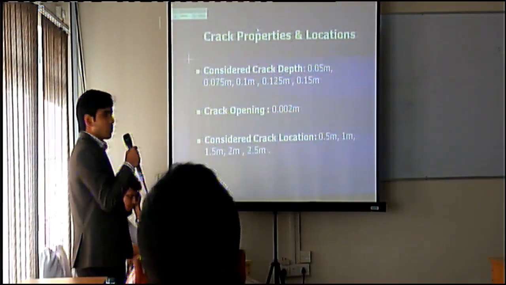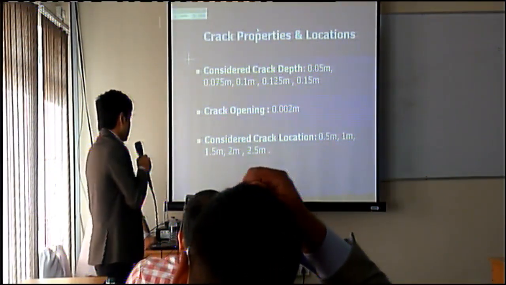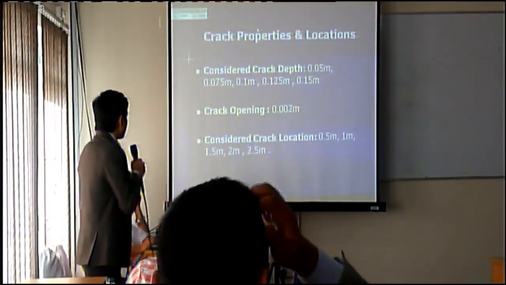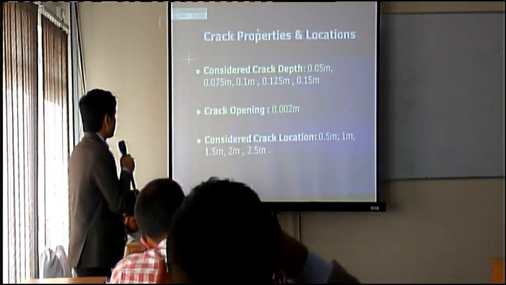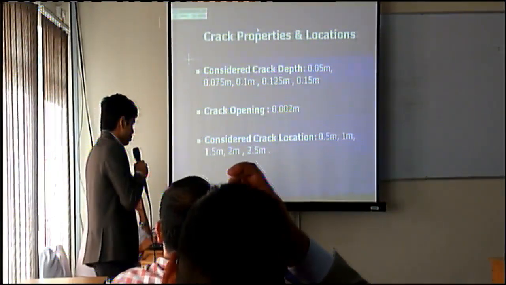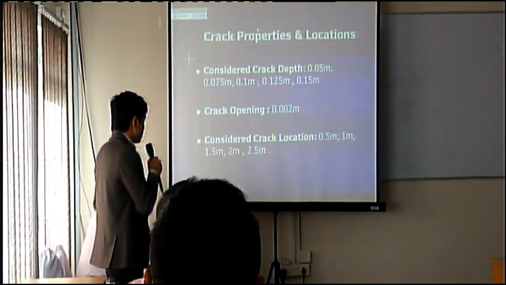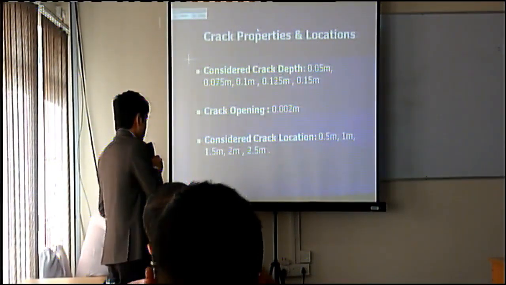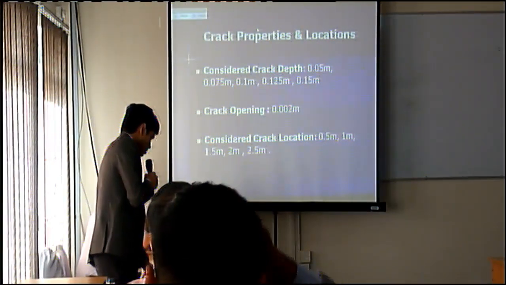Now the crack properties and location. I have taken five crack depths: 0.05 meter, 0.075 to 0.15 meter crack depth. Crack opening is just 2 millimeter, and I considered different crack locations from 0.5 meter to 2.5 meter, that is, 0.5 meter variation.